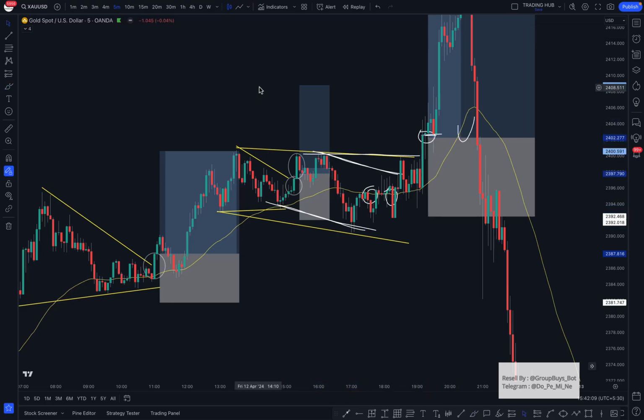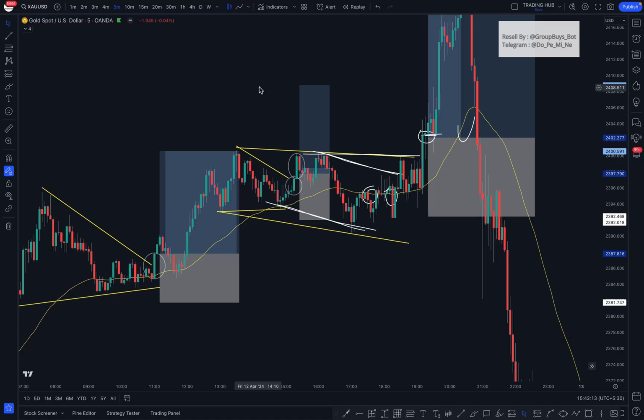So I hope you understand how we can use the moving average as additional confirmation for the buy and sell.